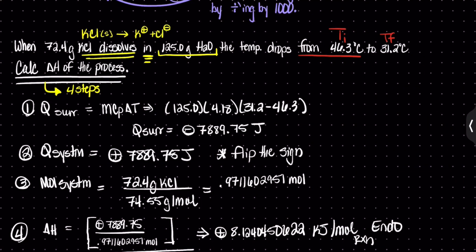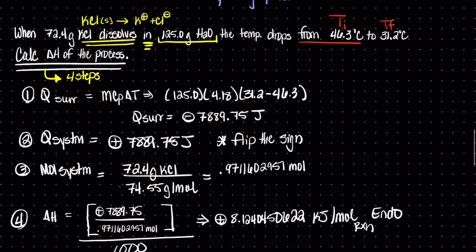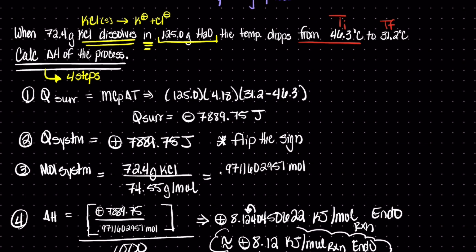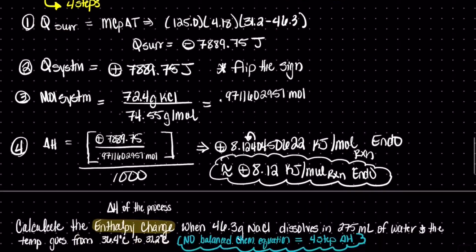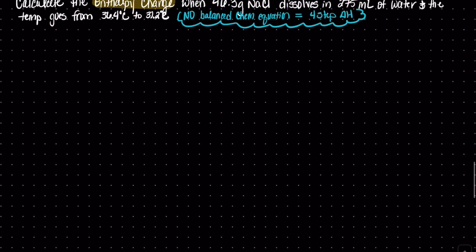That, however, is far too many numbers, so let's talk about sig figs. I see 1, 2, 3, 4. I see 1, 2, 3, 1, 2, 3. So I'm going to cut it at 3 sig figs to be a positive 8.12, because that 4 is not going to do anything to that 2, kilojoules per mole reaction, leaving that as endothermic. And that, ladies and gents, is your final answer. So go ahead and give it a pause and try that one out for size.